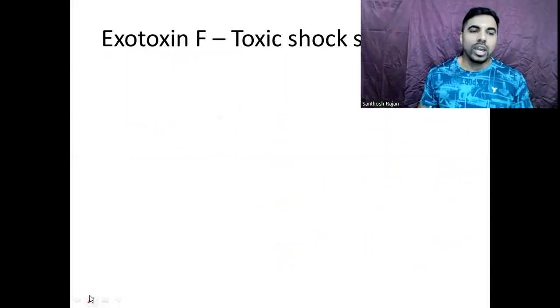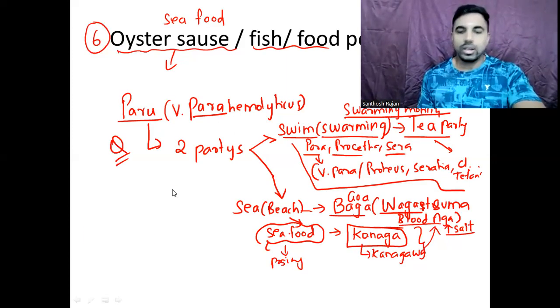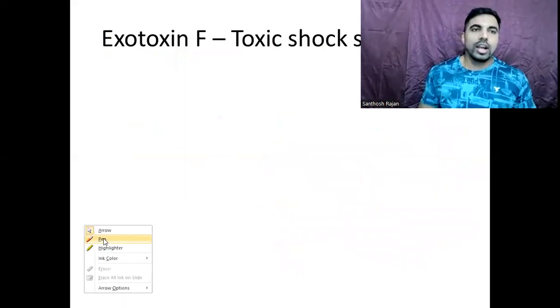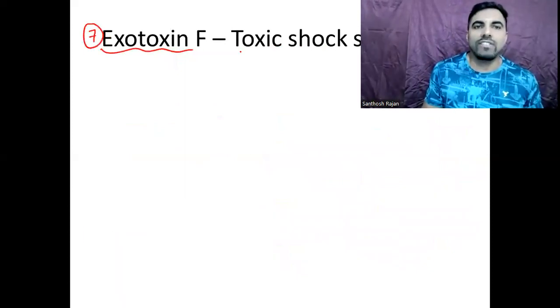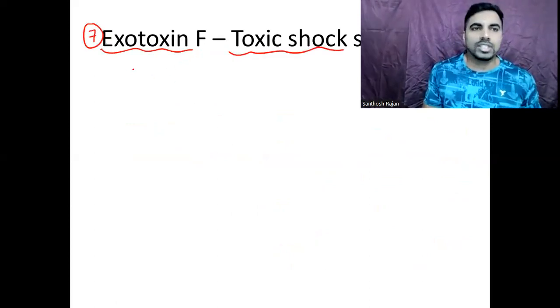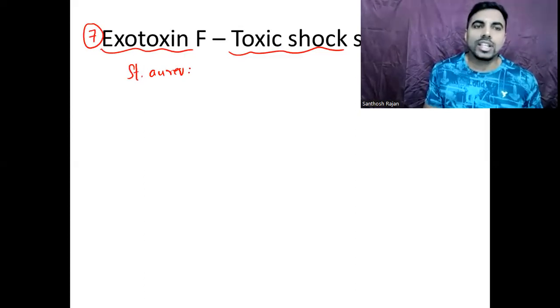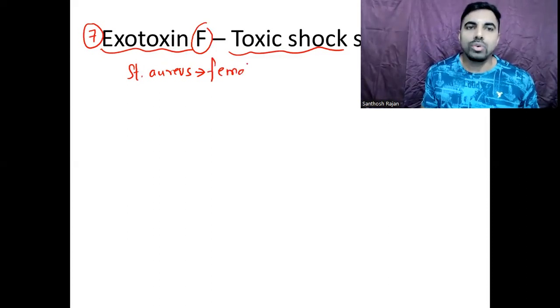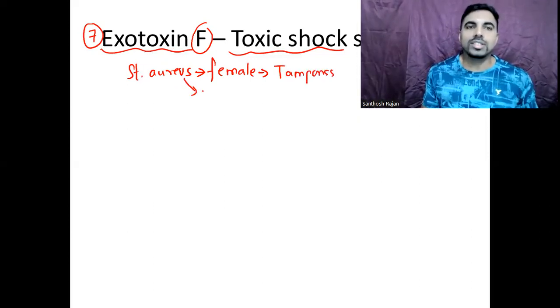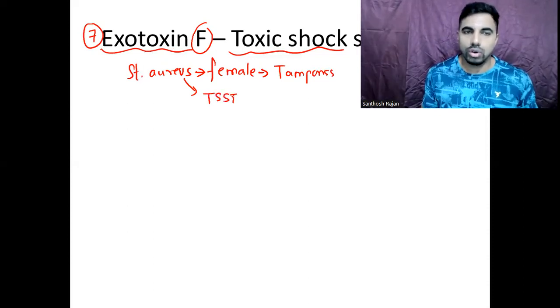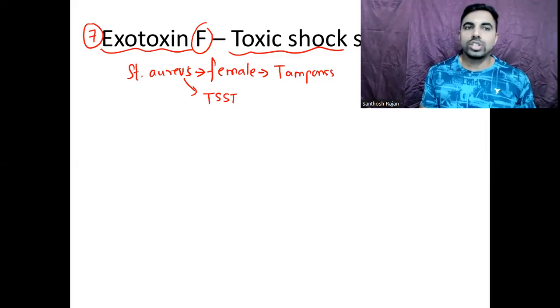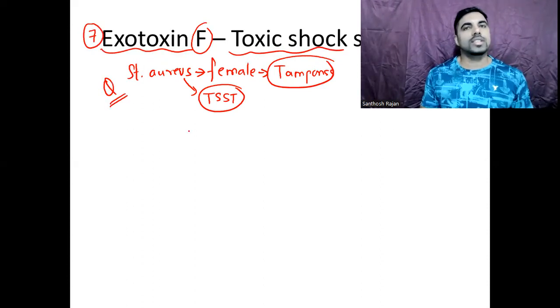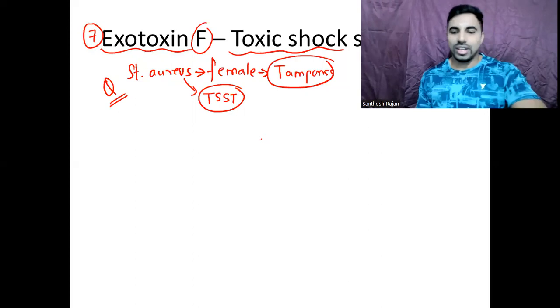Exotoxin. This is the seventh question. There's some question related to toxic shock syndrome, about an exotoxin. For this, remember it's Staphylococcus aureus. I don't know exactly what the question was, but if it was related to a female using tampons, the Staphylococcus aureus releases the exotoxin, also called toxic shock syndrome toxin, and she gets toxic shock syndrome. So these are the clues: female, tampons, toxic shock syndrome, then the answer is Staphylococcus aureus. This question is also done.